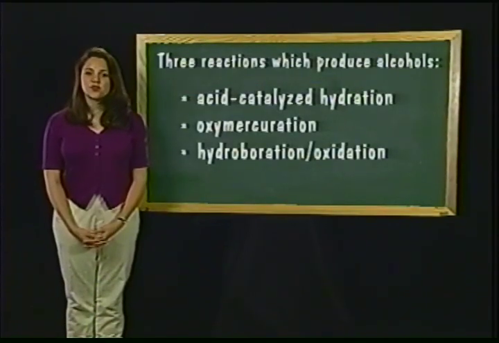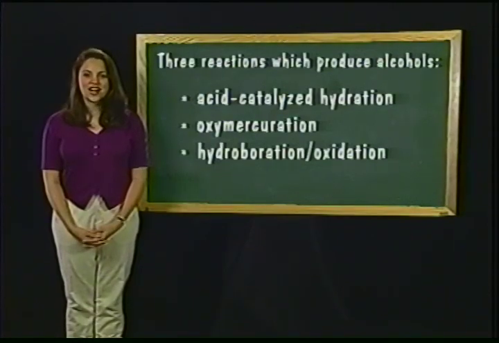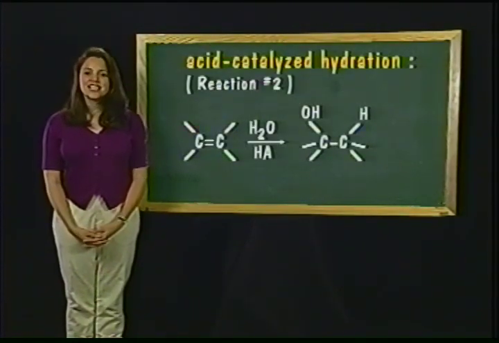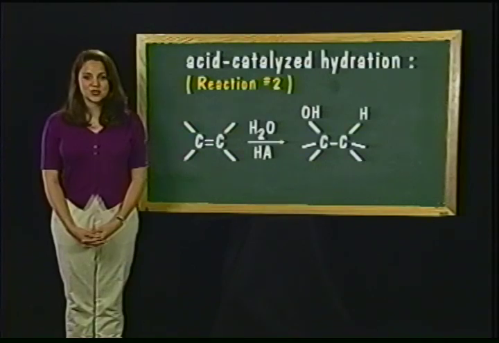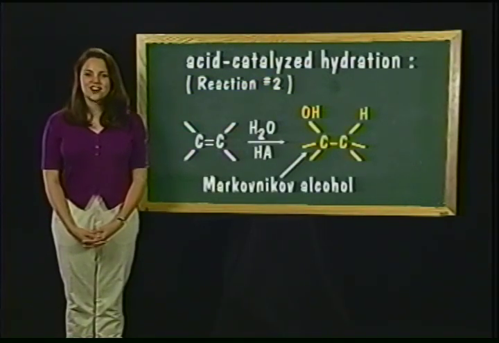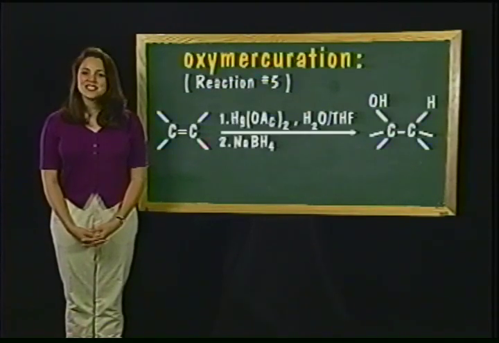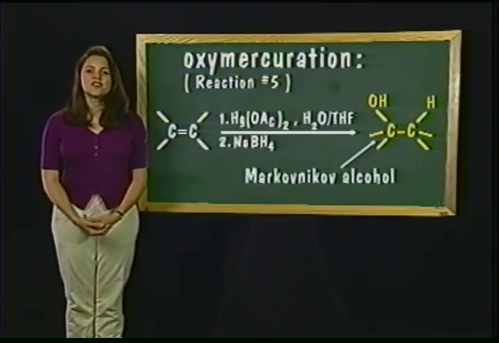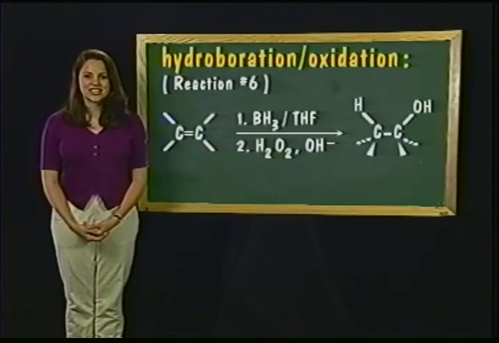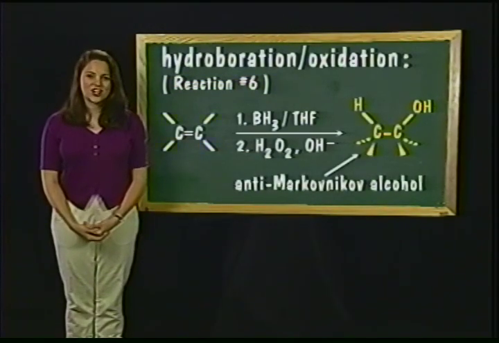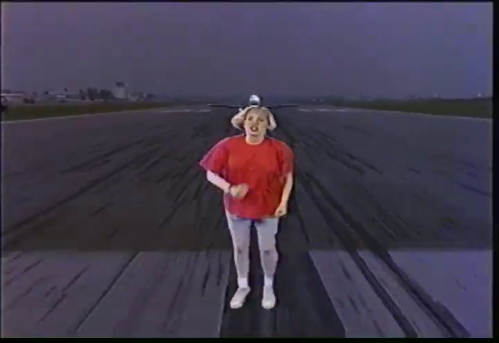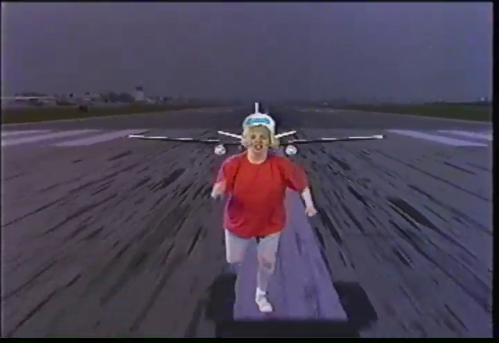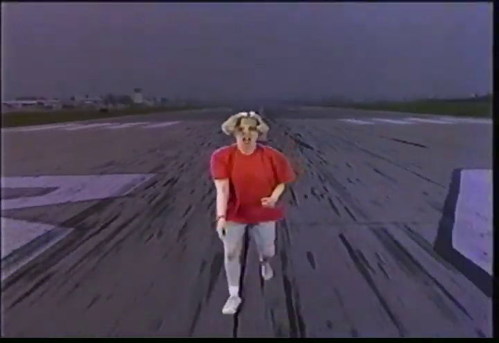Now we know three different reactions which we can use to produce alcohols. The first is acid-catalyzed hydration, reaction number 2, which gives us the Markovnikov alcohol. The second is the oxymercuration reaction, reaction number 5, which also gives us a Markovnikov alcohol. And finally, there's the hydroboration oxidation reaction, reaction number 6, which yields an anti-Markovnikov alcohol. We're moving a lot faster now, but there's a detailed description of each of these reactions on your insert card.